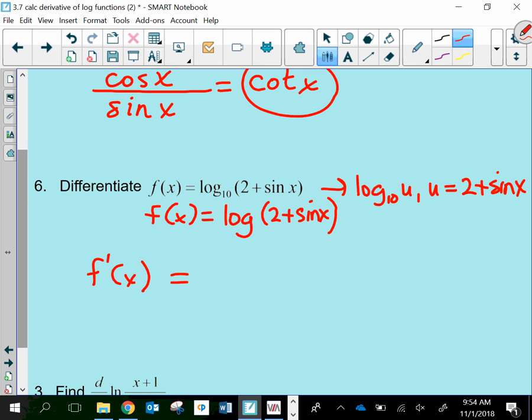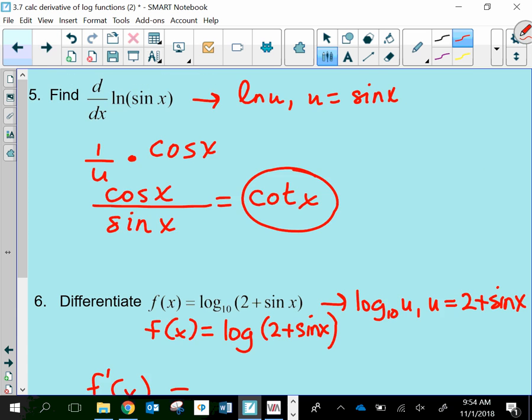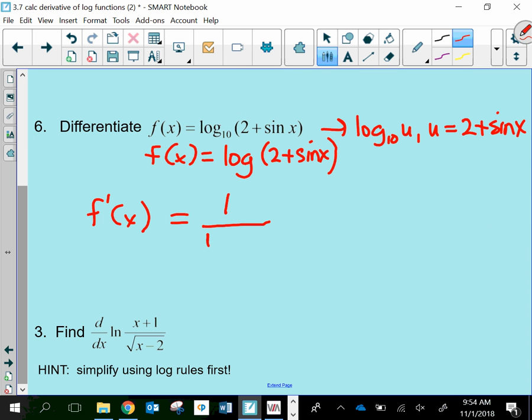Okay, so what does f prime of log base 10 of u look like, Ashley? 1 over u times ln of 10. Good. Okay, that's the log. It's ln of 10. It's not log of 10, but good question. Way to be thinking there, Lydia. Okay, and what's the derivative of 2 plus sine of x? Cosine of x.